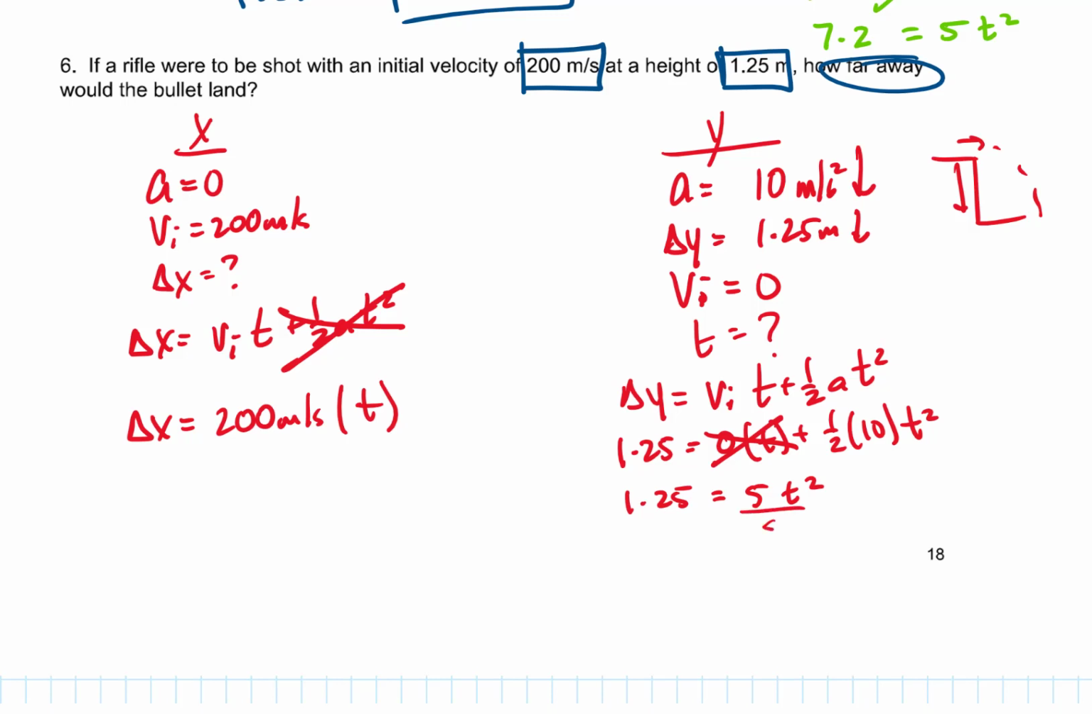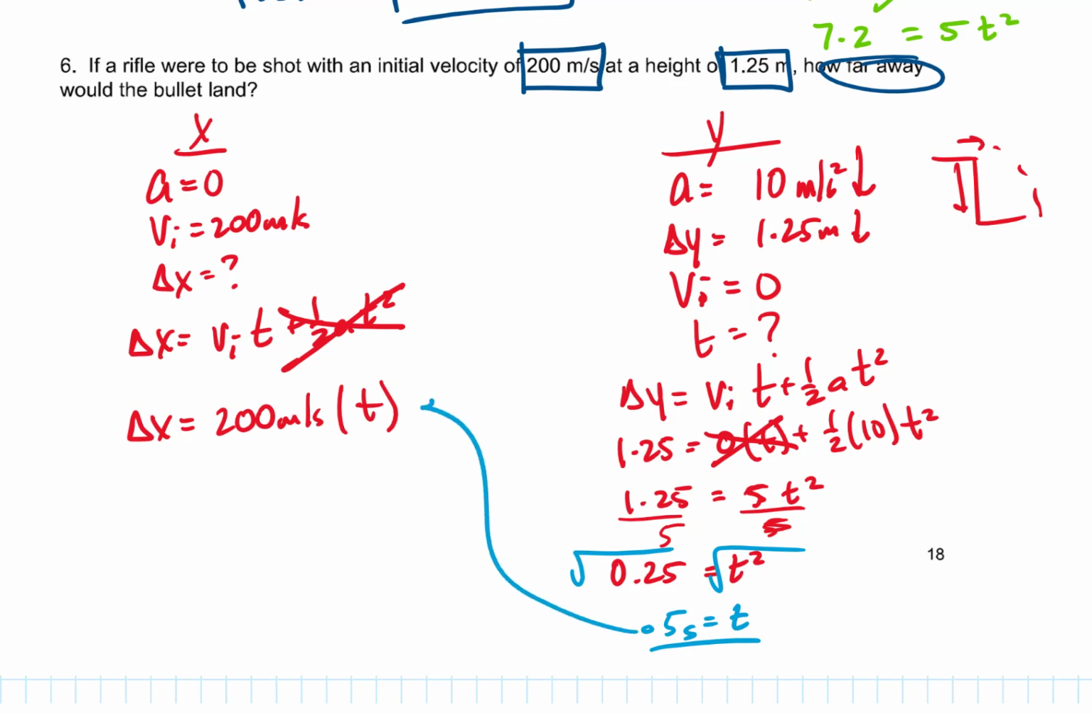So we're going to divide both sides by 5. 5 goes away, and I've got now 0.25 is equal to t squared. So we're going to square root both sides. So 0.5 is equal to our time. 0.5 seconds is our time. We're going to plug that in over here. And our delta x is equal to 200 meters per second times 0.5 seconds. Our delta x comes out to be 100 meters.